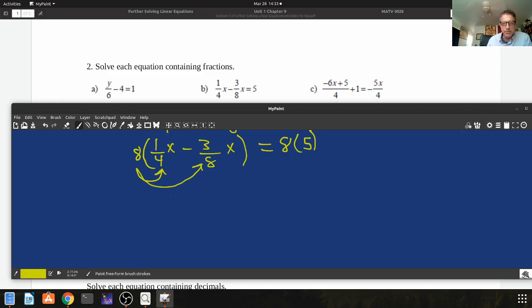So I'm using the distributive property. 8 times 1/4 x is the same as 8 times 1/4, or 8 divided by 4 times 1 times x. So 8 divided by 4 is 2. 2 times 1 is 2, times x is 2x. Now I'm doing 8 times minus 3/8 x. So 8 divided by 8 is 1. 1 times minus 3 is minus 3, times x is minus 3x. And 8 times 5 is 40.